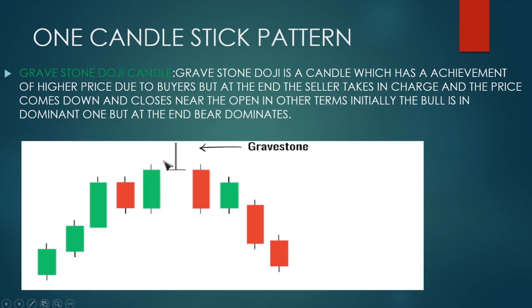Again, if a gravestone doji is formed in an uptrend, it indicates that the uptrend is going to end and the downtrend is about to start. So don't buy at this price, you should wait for some lower price.